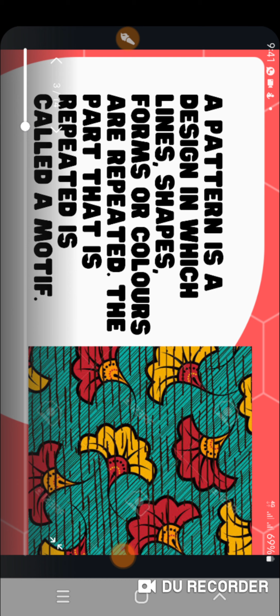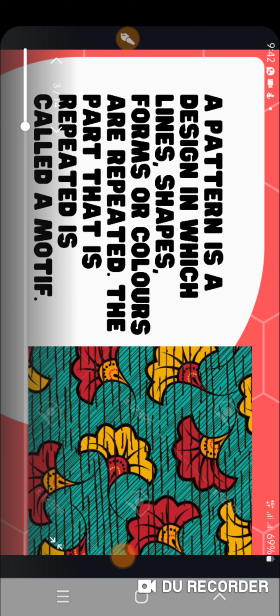A motif is a unit of a design. Don't use "one", you are not in primary one. A motif is a unit of a design. And a pattern is what? A repeated motif.